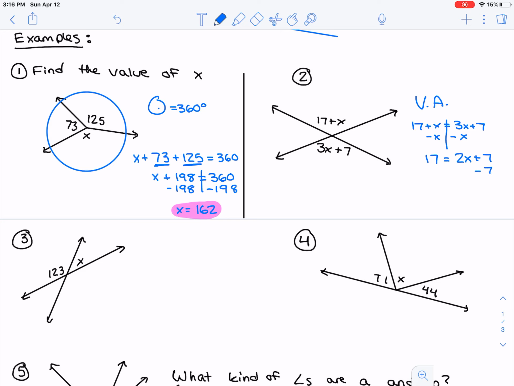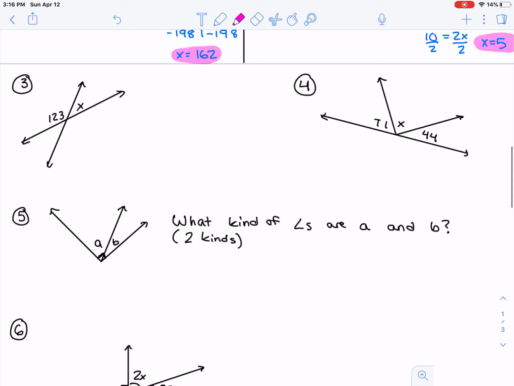And again, I want that x by itself, so I'm going to go ahead and move my 7 over. So I have 10 is equal to 2x, and how do I get x by itself? Undo multiplying by 2, so I'm going to divide by 2, and I get x is equal to 5. Okay? All right, number 3 should be a really straightforward one.